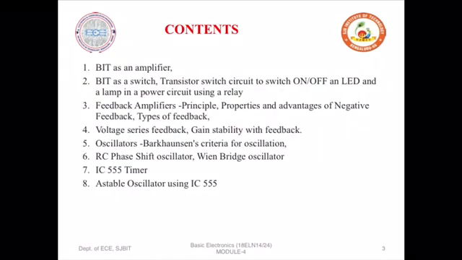The contents that are being discussed in this module are BJT as an amplifier, BJT as a switch, transistor switch circuit to switch on and off an LED and a lamp in a power circuit using relay, feedback amplifiers, their principal properties and advantages of negative feedback, as well as types of feedback, and in particular the voltage series feedback amplifier will be discussed, as well as gain stability with feedback, oscillators, the principle of operation, the Barkhausen criteria for oscillation, RC phase shift oscillator, Wien bridge oscillator, IC 555 timer, and astable oscillator using IC 555 timer. These are the topics that will be discussed in this particular Module 4.